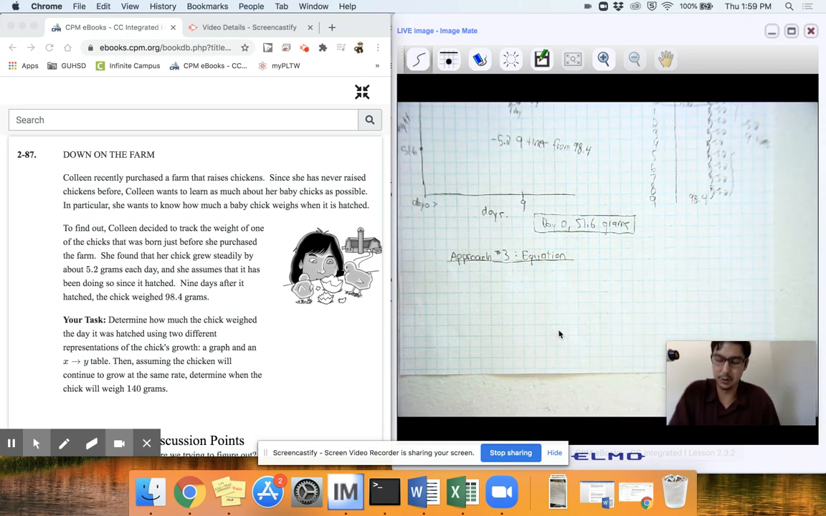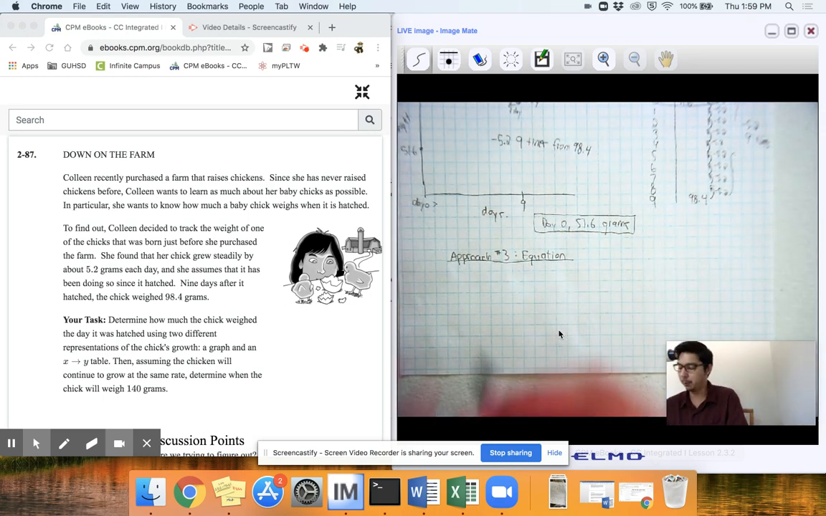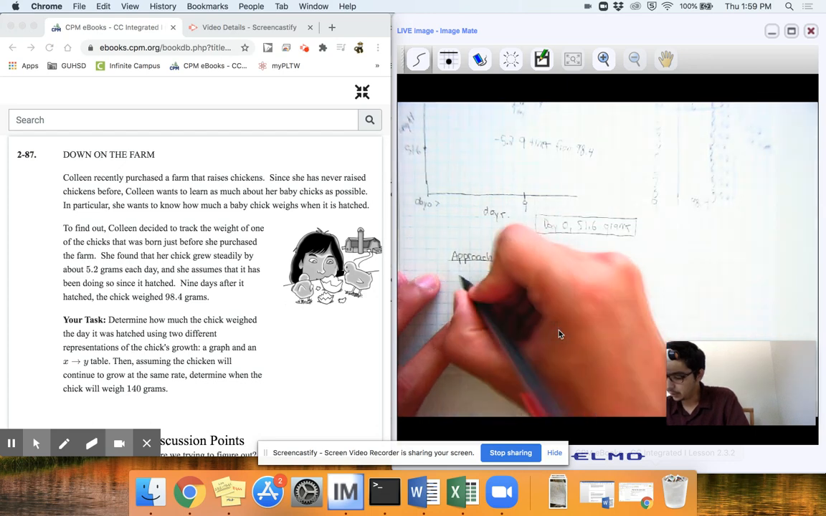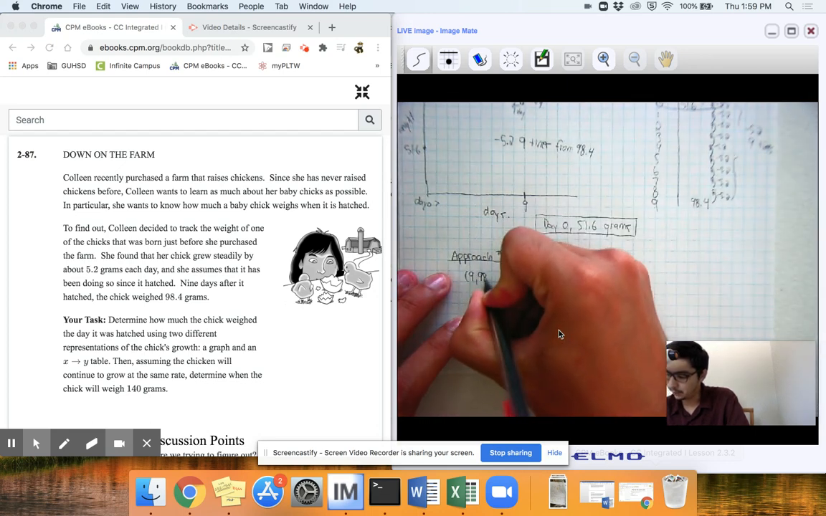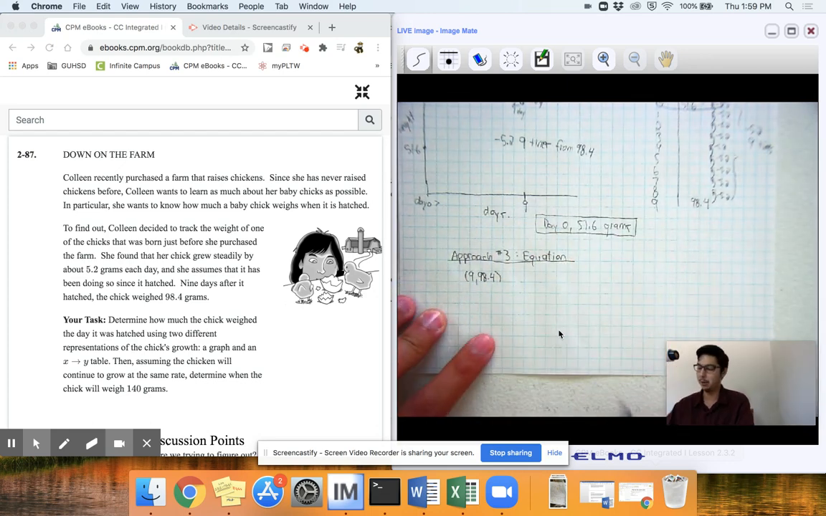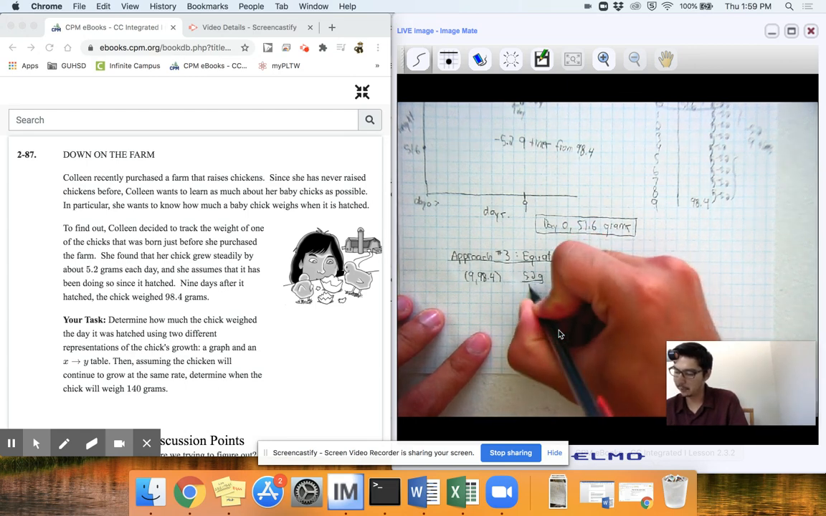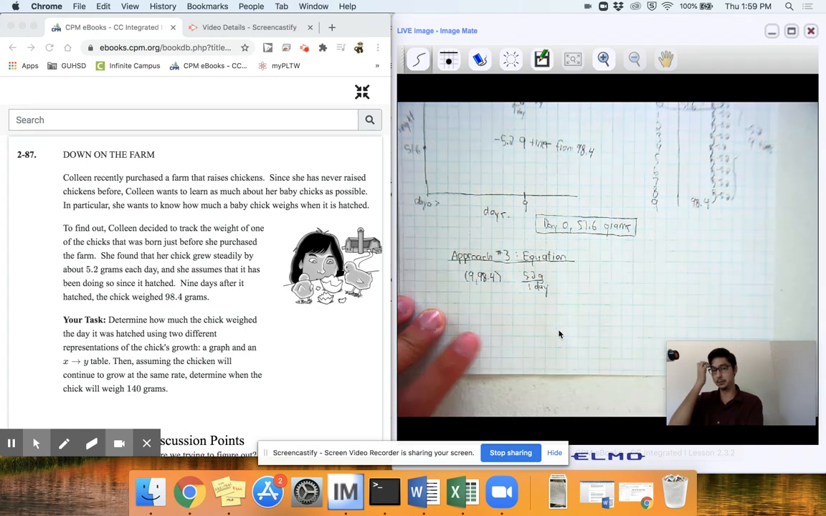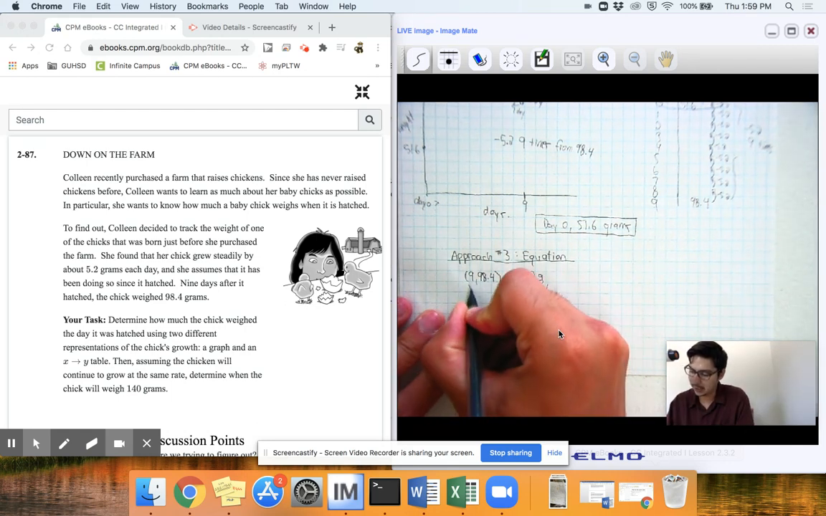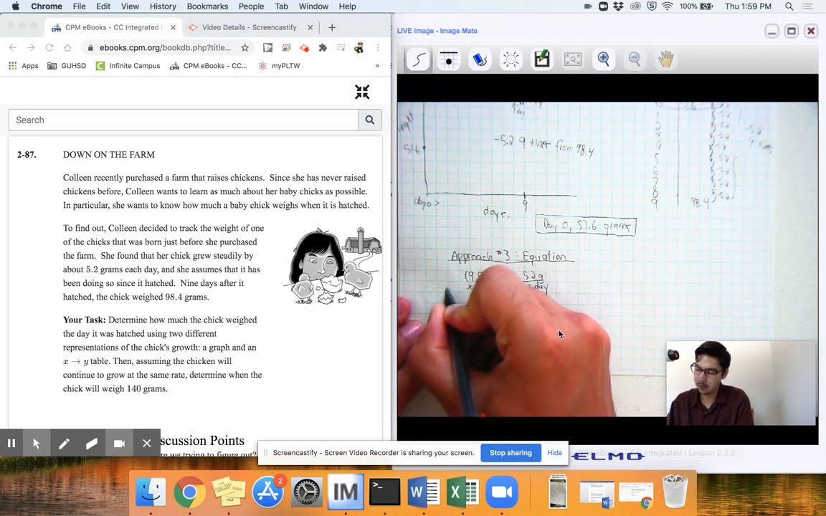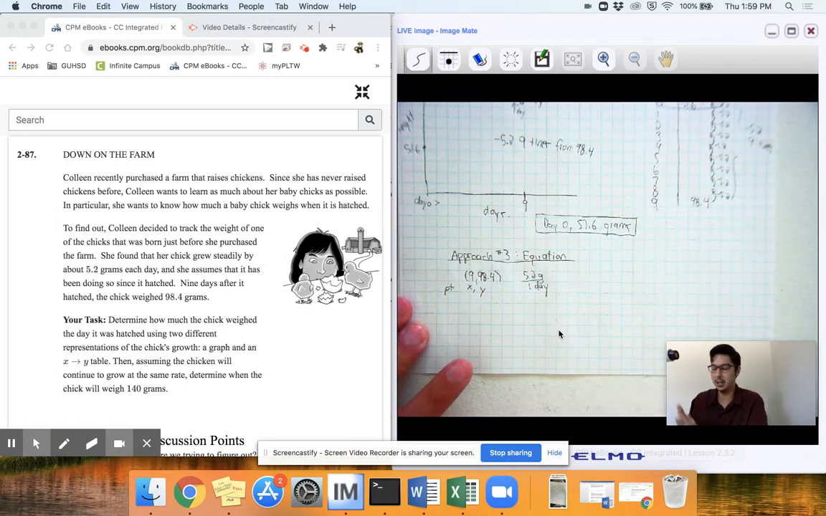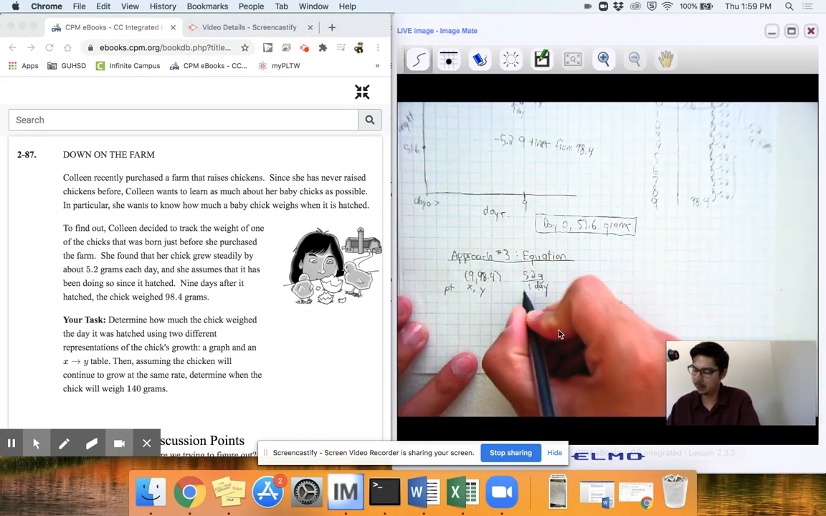Okay. So how does that work here using the equation? So let's write down what we know. We knew that on the 9th day it was 98.4, and we knew that it was growing 5.2 grams per every day. Now, what we can see is that the 9, 98.4 is actually a point x, y. That's a time, a location. And this right here is a rate. That's a rate of change.